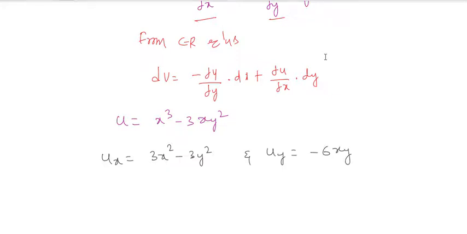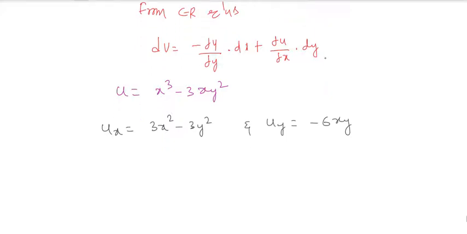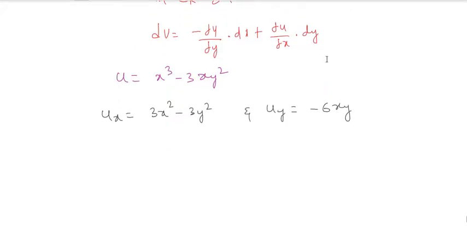So just these two things you substitute here. So then what is your dv? dv is equivalent to minus ∂u/∂y dx plus ∂u/∂x dy. So minus of minus, you will have it as plus only, or not? Yes or no? Minus of minus, you will have it as plus.